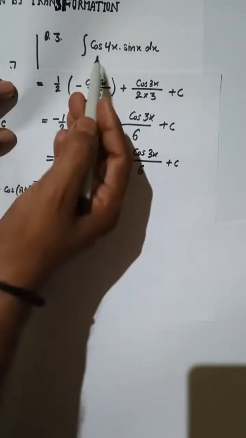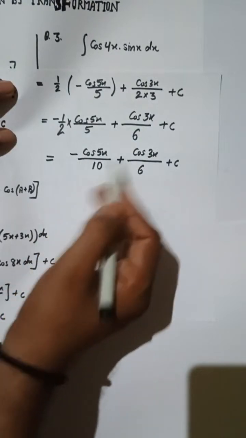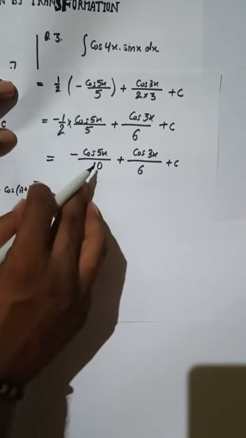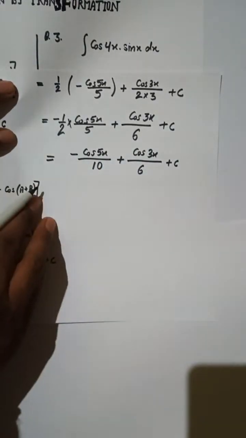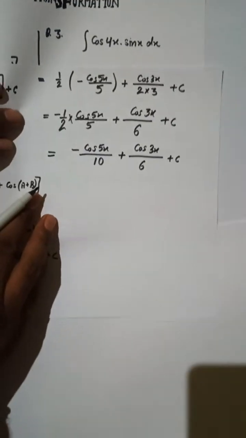You can see that both are different, cos and sin are there. So we have negative cos 5x by 10 plus cos 3x by 6. So this question is over, right? We have done 3 questions now. Let's go for another one.